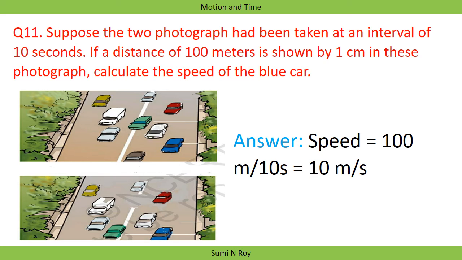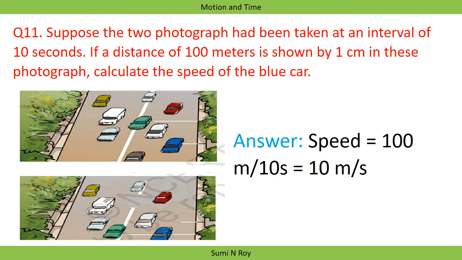The next question is a picture reading. Suppose that two photographs have been taken at an interval of 10 seconds. If the distance of 100 meters is shown by 1 centimeter in this photograph, calculate the speed of the blue car. So here we can see the blue car has just moved 1 centimeter. From the two pictures, we can identify that the blue car has just moved by 1 centimeter.